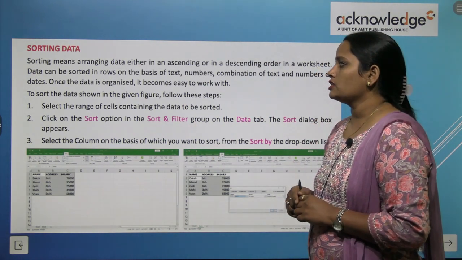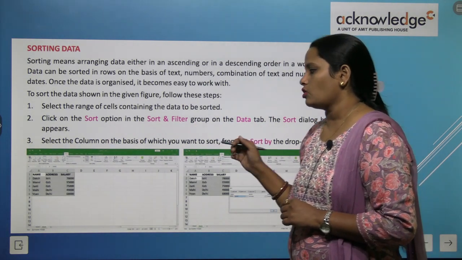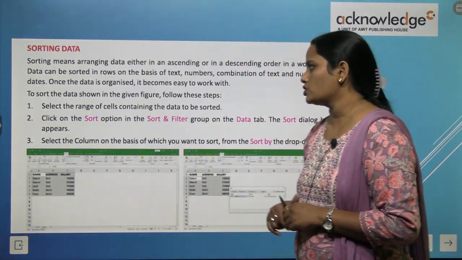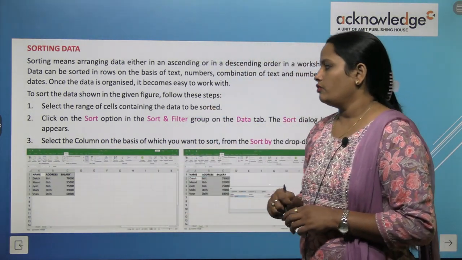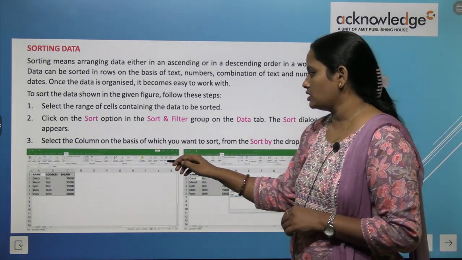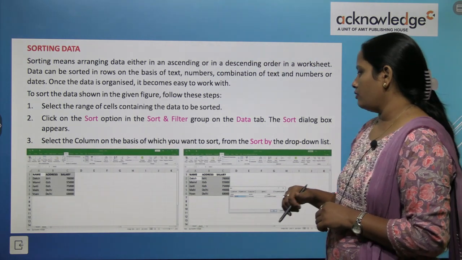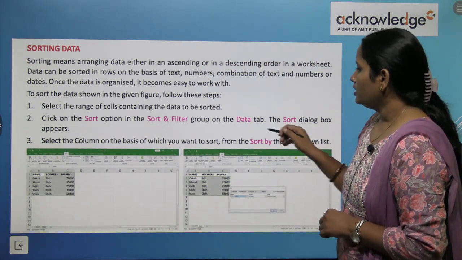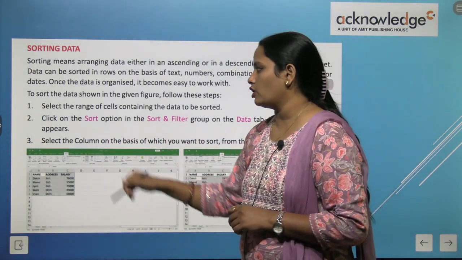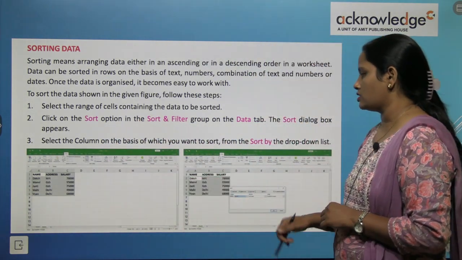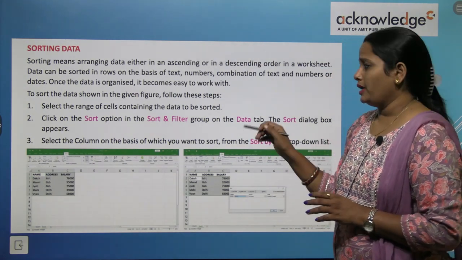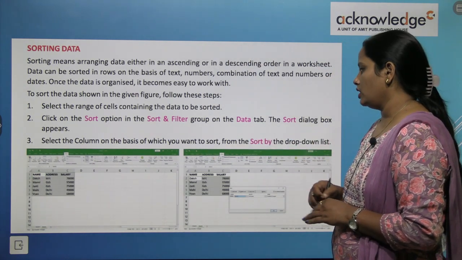We have to select the range of cells containing the data to be sorted. So this is the cell that we want to sort. Next, we have to click on the sort option in the sort and filter. So here we can see sort and filter is here, and we have to click there. Next, on the data tab, the sort dialog box will appear in front of us. This is a box. Then select the column on the basis of which you want to sort the data.